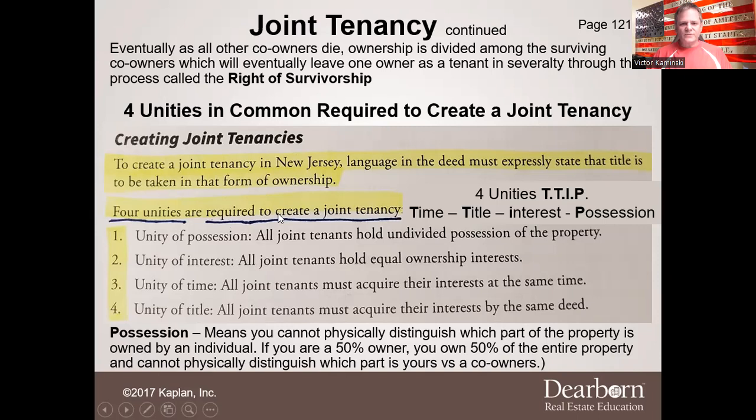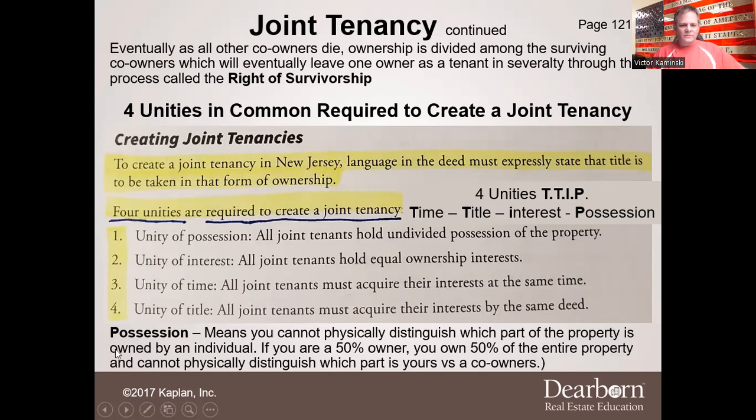Now, there are four unities required to create a joint tenancy, and here's a little acronym to remember the four unities: TTIP. It stands for the unities of time, title, interest, and possession. All four of these things need to be in common. In the book here, they're not printed in that order, but let's read it in that order. What is the unity of time? It means that all joint tenants must acquire their interest at the same time.